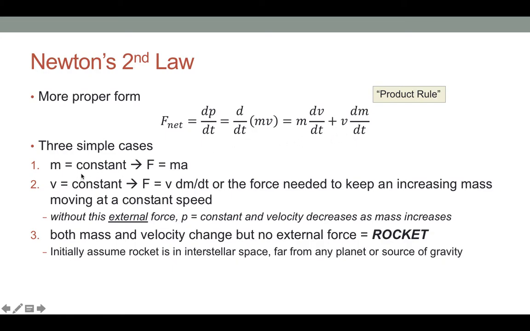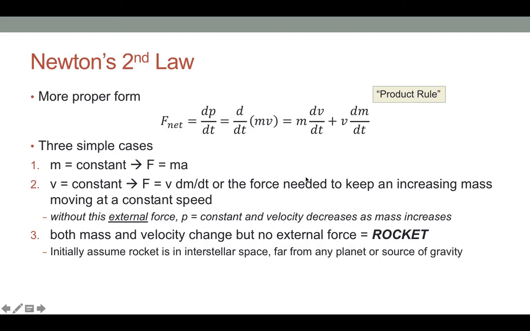We can consider three simple cases. The first is what we've been doing so far: we've assumed the mass is constant, so the second term is 0, and we just get F equals ma. We can also say, well, what happens if I want to keep the velocity of an object constant as its mass changes? We can then calculate what force I need to apply to keep this changing mass moving at a constant rate.